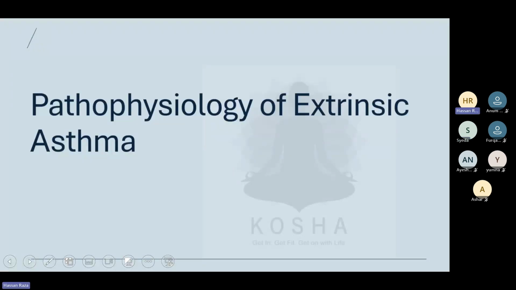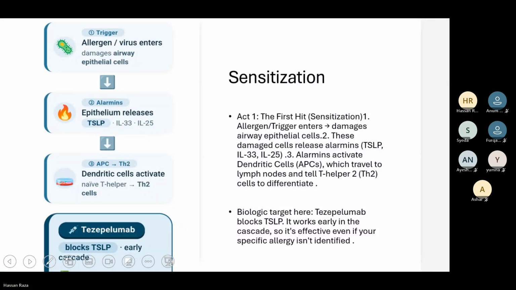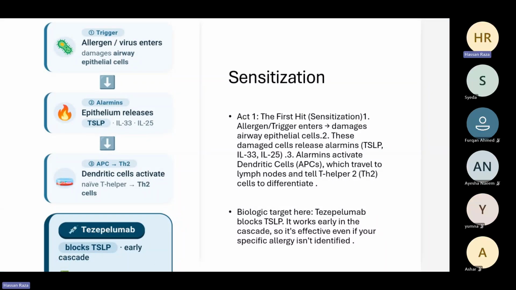Now the pathophysiology of extrinsic asthma. Yeah, I know it is difficult and it's a very heavy slide, but let me make it easy for you. It's really easy. It's the type 1 hypersensitivity. What happens is, if any patient gets in contact with any virus or any allergen, the epithelial cells of the airway come in contact with that allergen or virus.